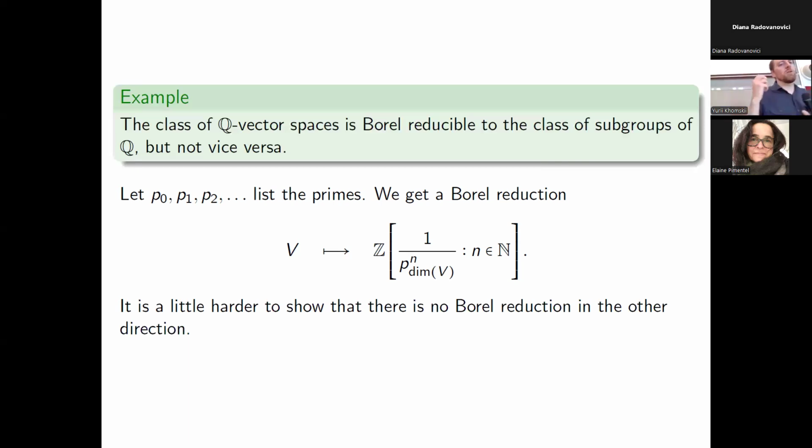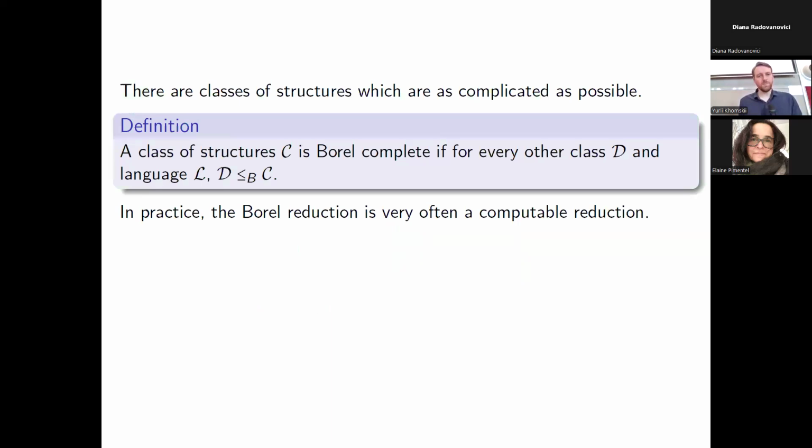It's kind of saying that, in classifying the subgroups of Q, we really had to have some non-trivial equivalence relation that we classified up to. So there are structures which are as complicated as possible for a structure to be. So we're going to say that a class of structures is Borel complete if every other class in any language reduces to it. So in practice, when this happens, the Borel reduction is almost always a computable reduction. And we'll see examples of where that's true.